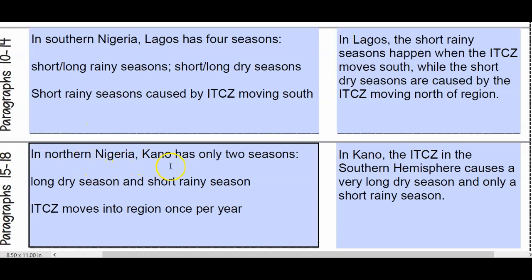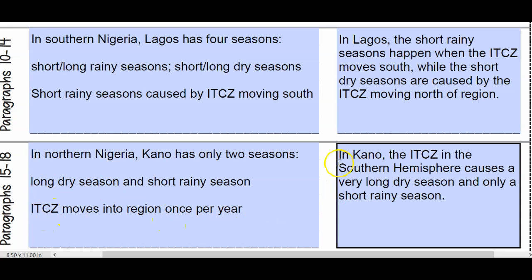In northern Nigeria, Kano has only 2 seasons, the long dry season and the short rainy season. Even though it might be short, the rainy season, it rains a lot, like a lot. The ITCZ moves into the region once per year. In Kano, the ITCZ is in the southern hemisphere, which causes a very long dry season and only a short rainy season.